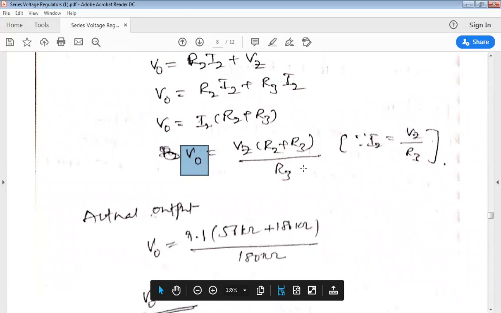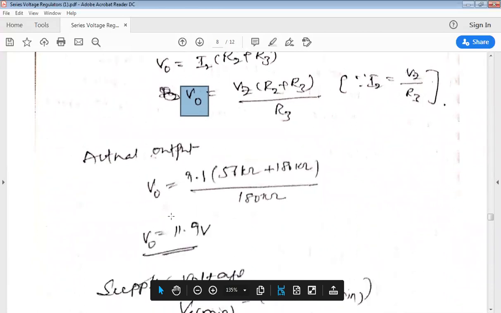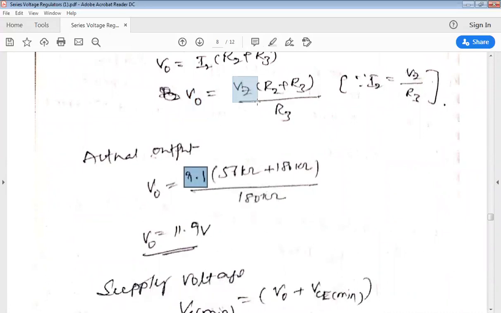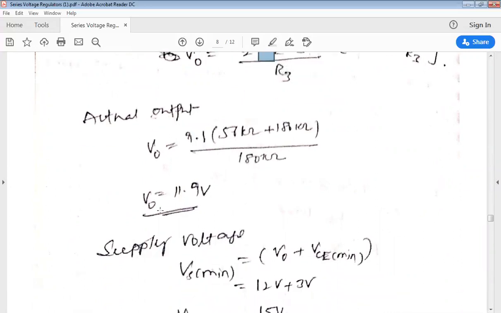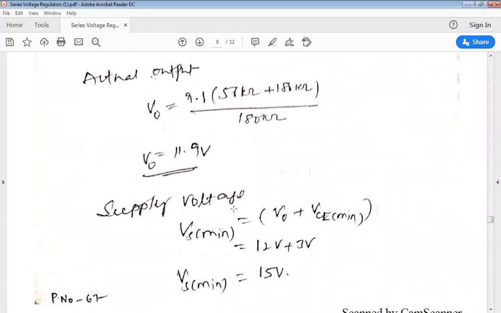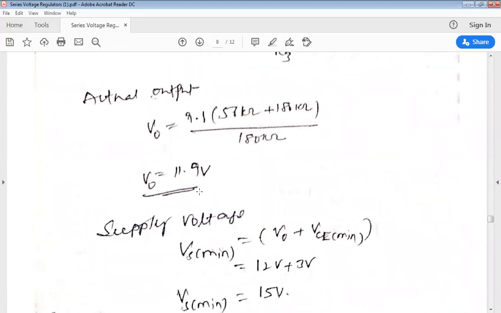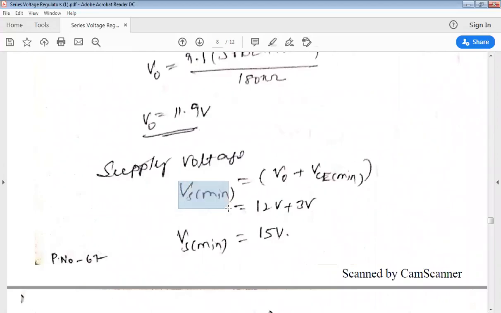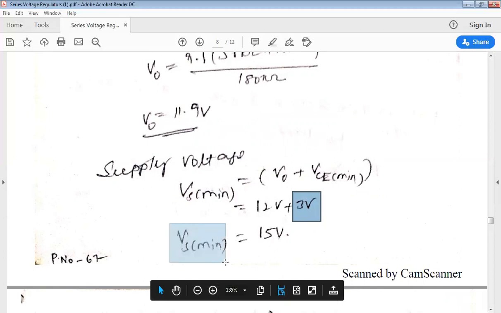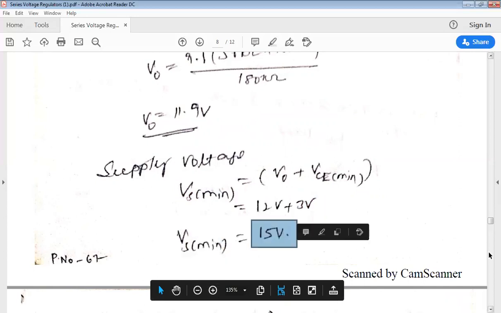Then from this equation, the actual output: Vz is equal to 9.1, so V naught is 9.1 into R2 plus R3 divided by R3, giving V naught equal to 12 volts. Supply voltage Vs minimum is V naught plus Vce minimum. The required output voltage is 12 volts and Vce minimum is 3 volts. Therefore, Vs minimum, the unregulated supply voltage, should be 15 volts.